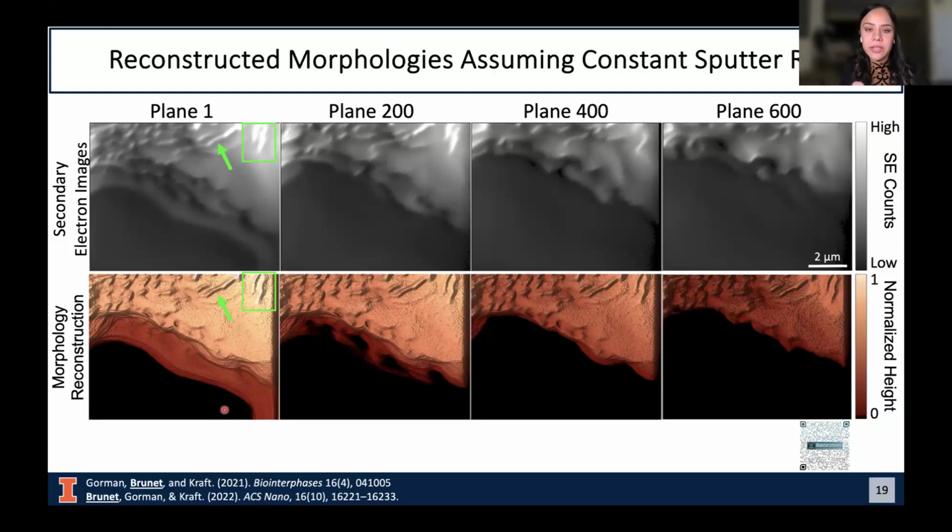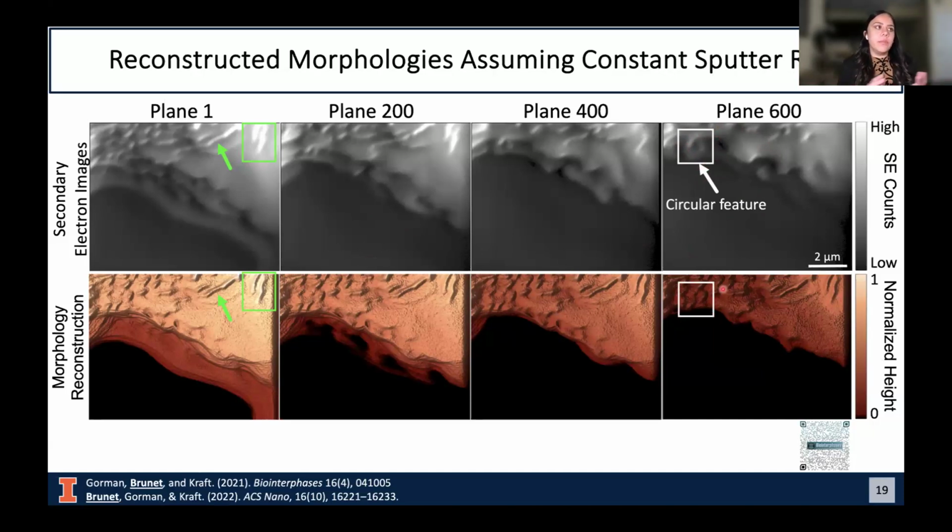However, we did notice that beginning from plane 200, we started noticing some discrepancies, and these discrepancies became even more evident by plane 600. Let me give an example. On plane 600, we see this circular feature here. And when we look at our morphology reconstruction, we don't see that circular feature. We just see a couple of ridges.